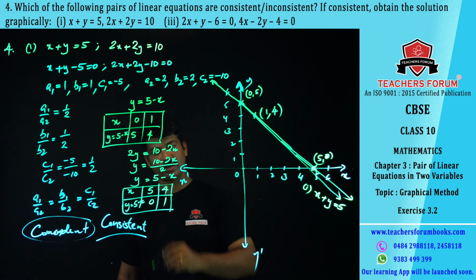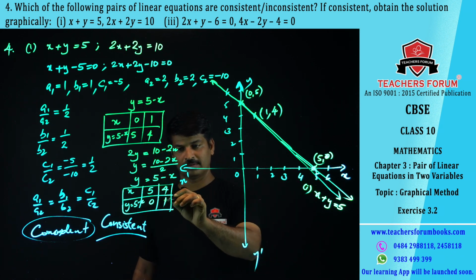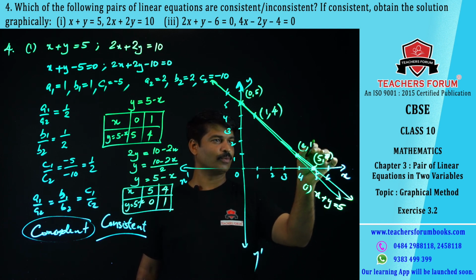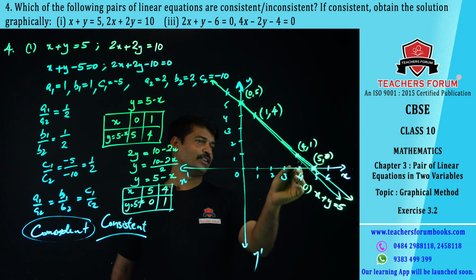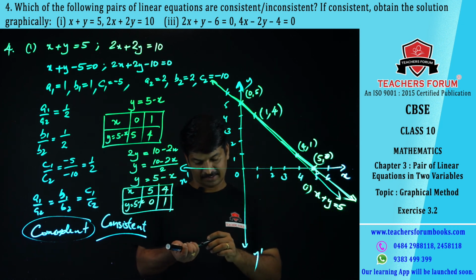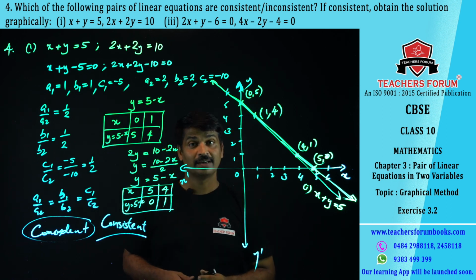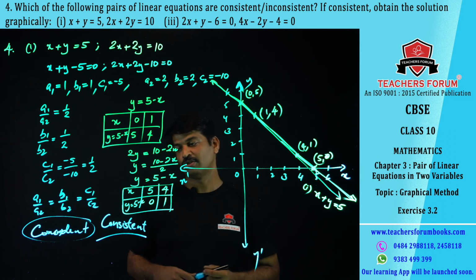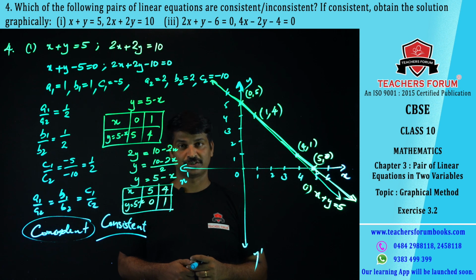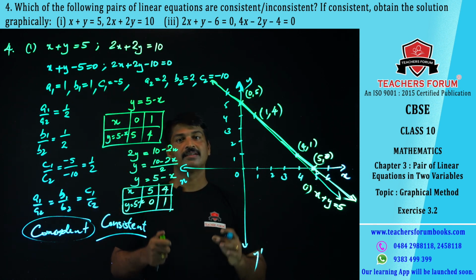Okay. Now second coordinate is 4, 1. When x is equal to 4, y will be 1. So this will be 4, 1. So when you draw the graph, the second graph lies over the first one. So what do you conclude from these two graphs? These two graphs are coincident. Okay. So how many solutions will it have? It will have infinitely many solutions. And this pair of linear equations, they are consistent.